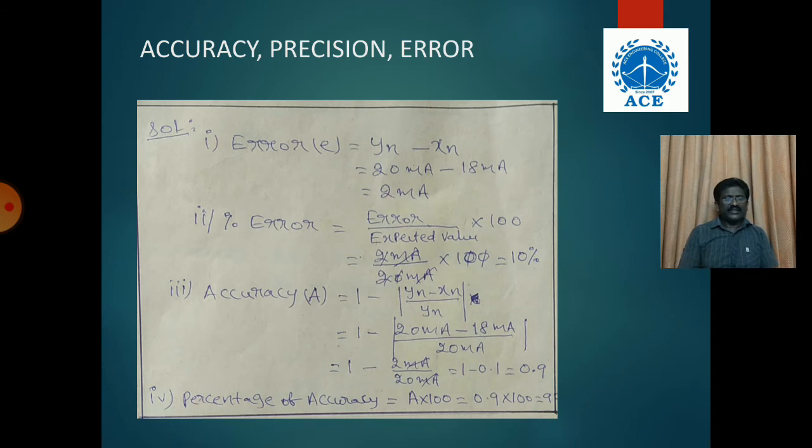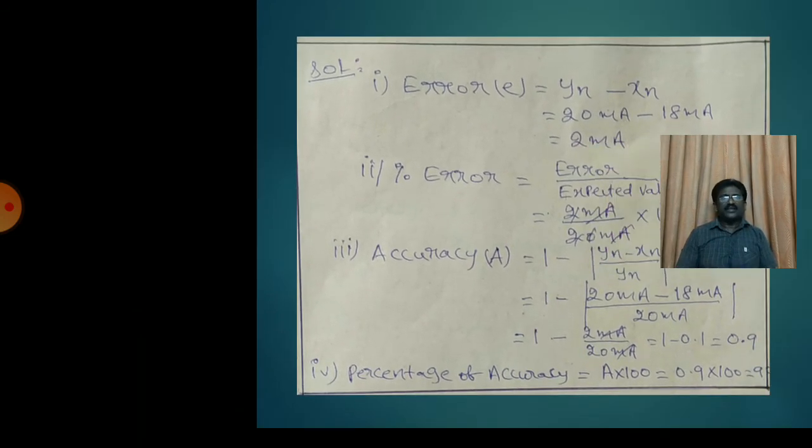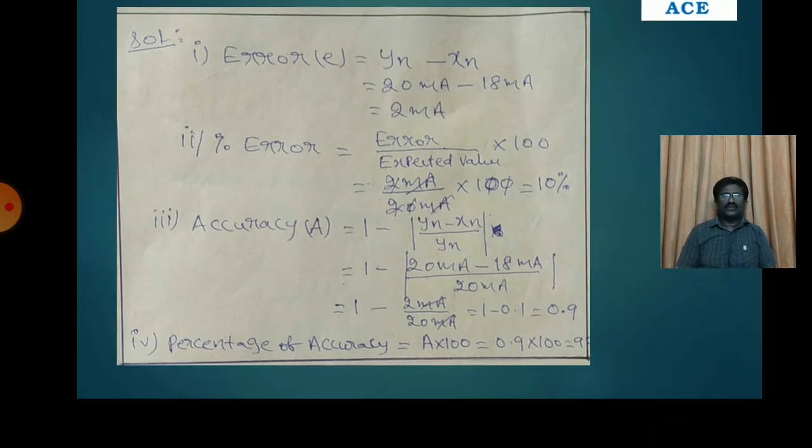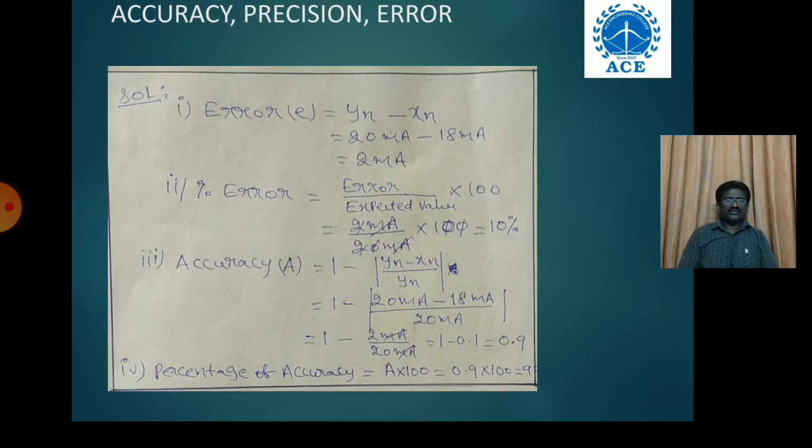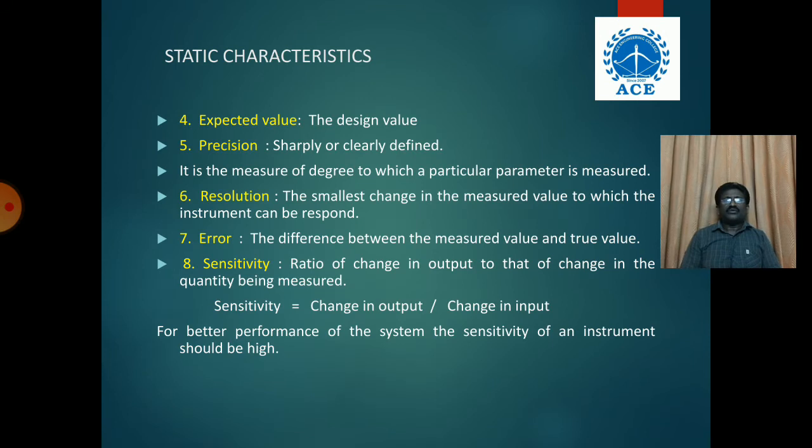So next one, sensitivity. Sensitivity means the ratio of change in output to that of change in the quantity being measured. Actually here we have two types of sensitivities. First one, linear sensitivity. Second one, incremental sensitivity. For better performance of the system, the sensitivity of an instrument should be high. So these are the static characteristics. Static means memoryless. All belong to the present case.